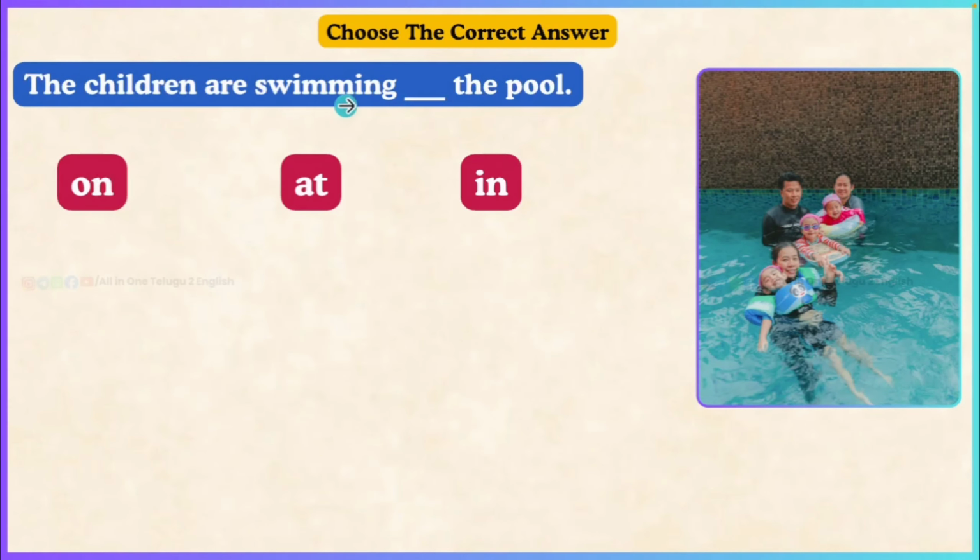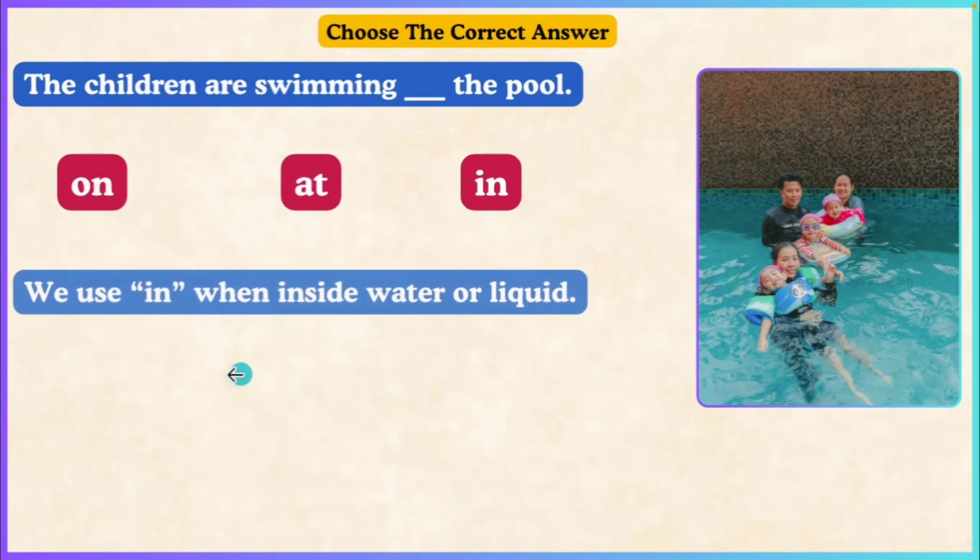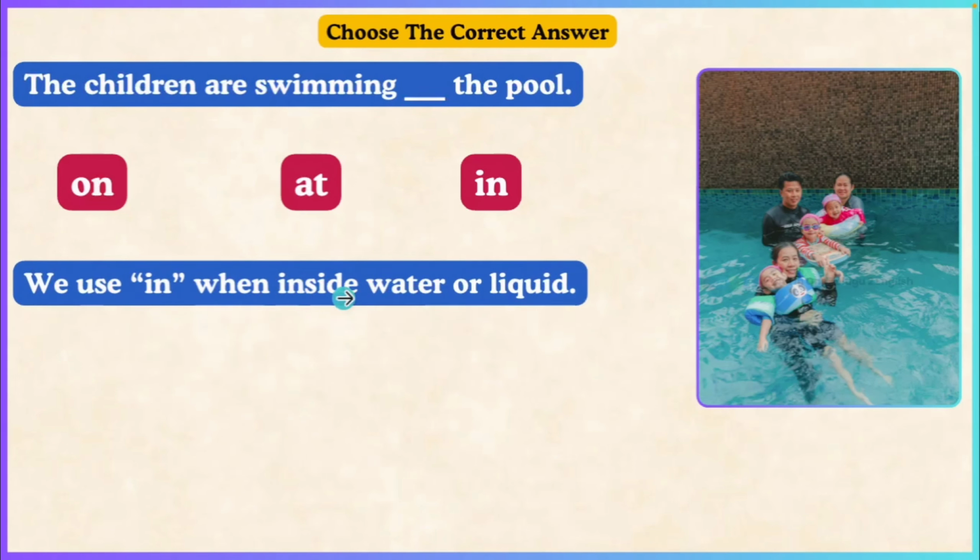The children are swimming on the pool. The children are swimming at the pool. The children are swimming in the pool. When inside water, we use in. The children are swimming in the pool.